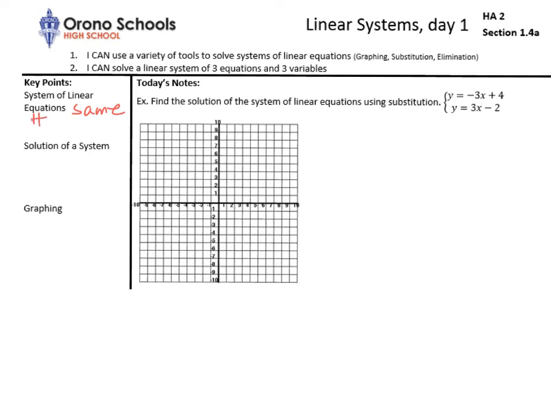number of variables as equations. And we'll start off with 2 and 2, meaning we'll have 2 different variables and 2 equations that describe them. A solution to a system is going to be simply an ordered pair that makes both equations true.